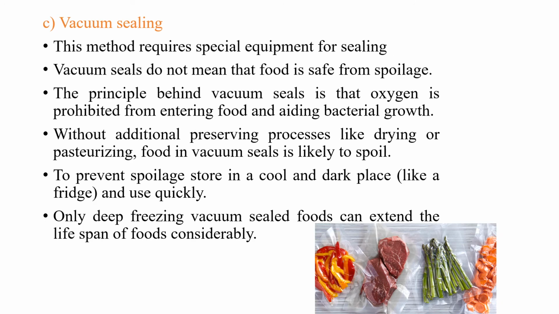And the third one is the vacuum sealing, and this method requires some special equipment for the sealing process. The vacuum seal does not mean that the food is safe from spoilage. The principle behind the vacuum seal is that the oxygen is prohibited from entering the food and aiding bacterial growth. And without an additional preserving process like drying or pasteurizing, the food in a vacuum seal is likely to spoil.